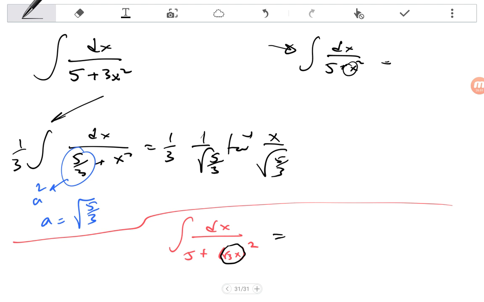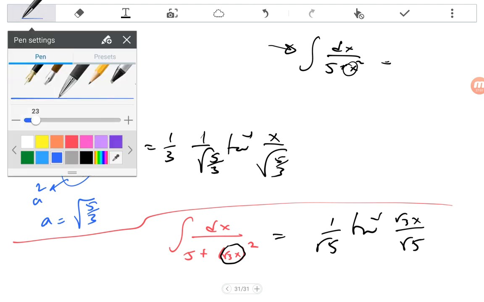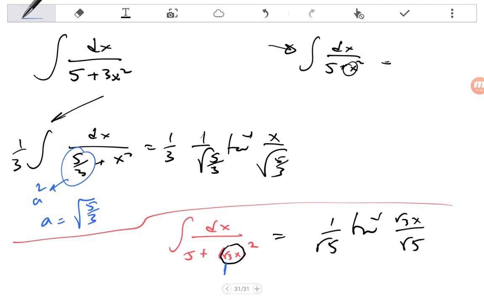So I can use the same rule, which is 1 over root 5 tan inverse root 3x over root 5, but I remember to divide by root 3. Many students forget to divide by root 3 in this case. That's why I recommend using this method instead of the other. But you may know both methods.